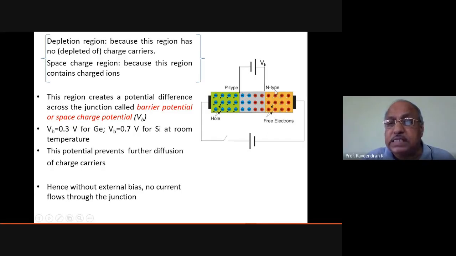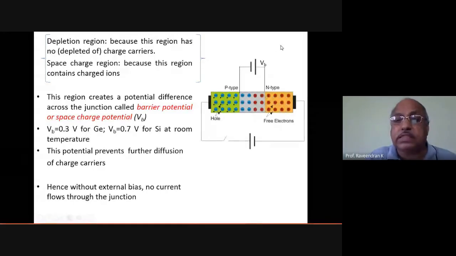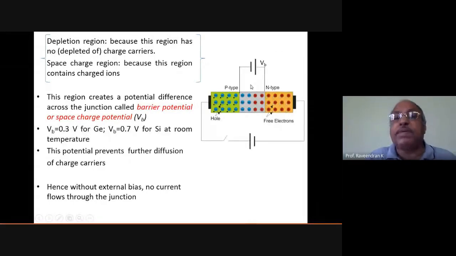N-type is connected to the negative side of the source of EMF. And this space charge region acts as a space charge, that is, charge having an electric field with positive and negative polarity, appearing as an electric field like this with a voltage VB. This space charge voltage will always be opposite to the applied EMF E. If the applied EMF is E, then VB will be opposed to the applied voltage E.